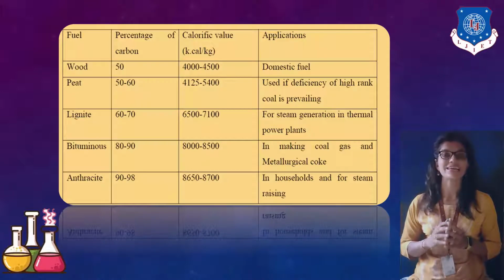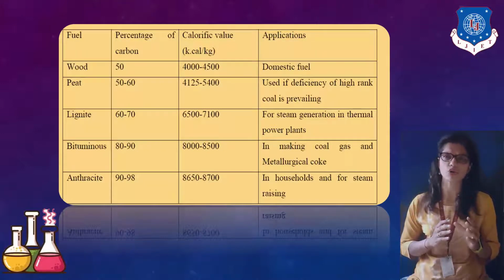Anthracite has 90 to 98% of carbon. It depends upon its sources, but it generally contains 90 to 98% of carbon. A very small amount of moisture, ash, and volatile matter is present in anthracite. Here it gives rise to 8,650 to 8,700 kilocalories per kg. So its calorific value is increased tremendously, as you can see here.